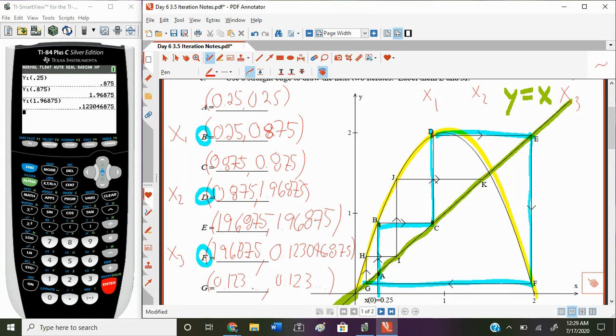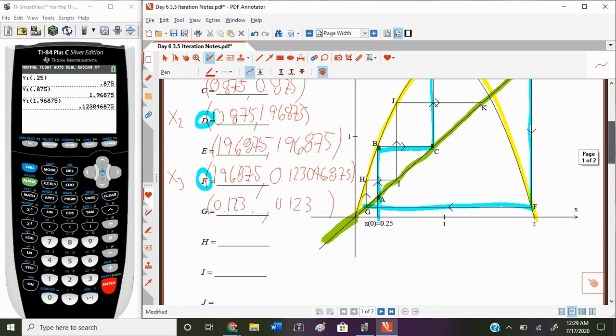All right, so now let's do our fourth iterate. I'll show you another way to get our fourth iterate. We're going to circle the, well, actually, let's call it x sub 4. All right, here's our fourth iterate. Okay, so now we need to take that 0.123 number and substitute it in, because we know that point H is back on the parabola.